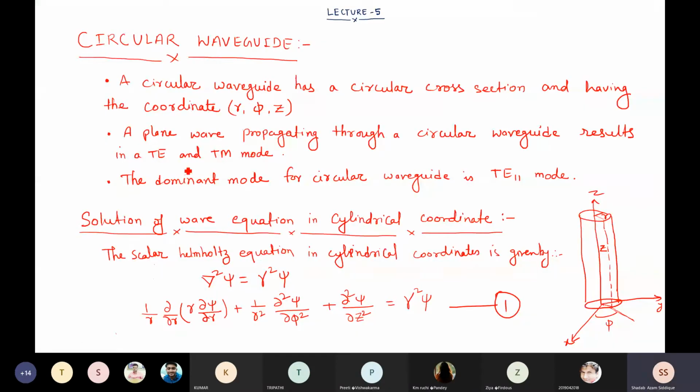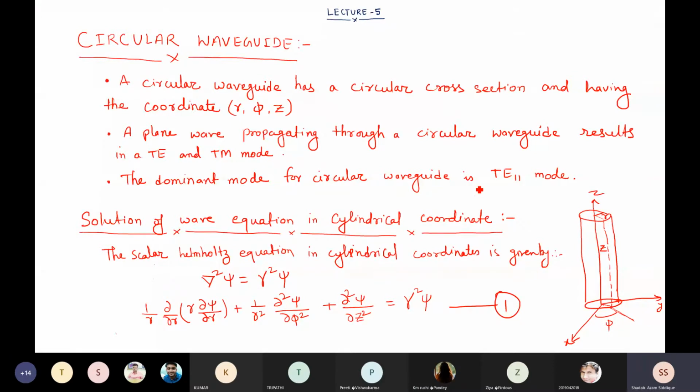the cylindrical coordinate system, r, phi, z. You are already familiar with the rectangular coordinate system. Now a plane wave propagating through a circular waveguide results in TE and TM modes. Here also the TEM mode will not exist; we will see why in the analysis. For TEM there would be a cutoff frequency, and the wave will not propagate.